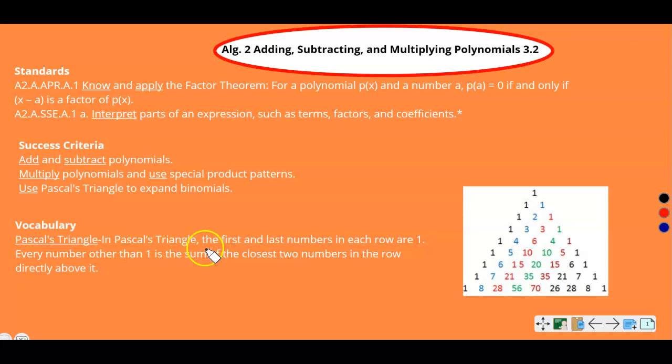All right, so Pascal's triangle, the first and last number in each row are 1. So you can see right here, the first and last number in each row is a 1. Every number other than 1 is the sum of the closest two numbers in the row directly above it. So you can see the top 3 are 1, and then 1 plus 1 is 2, 2 plus 1 is 3, 3 and 3 make 6, 6 and 4 make 10. So these two numbers always add up to be the number in the row below it. So 10 and 10, 20, 20 and 15, 35, etc.